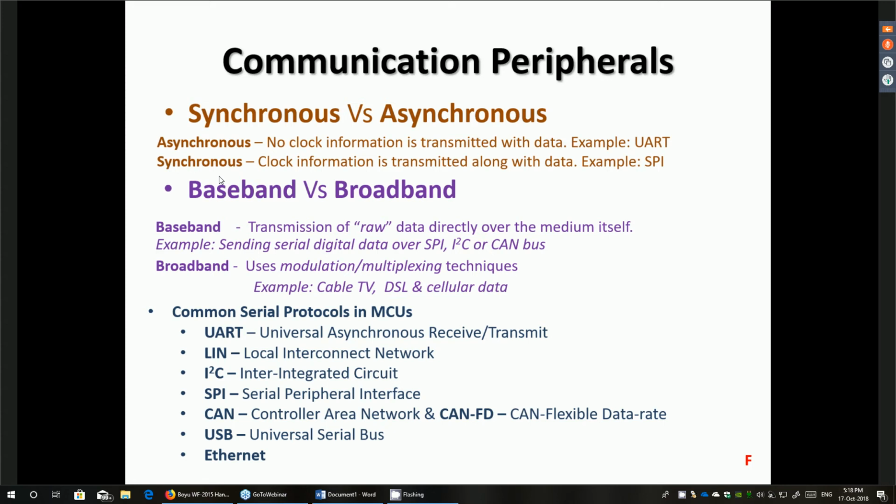If there is enough interest, we can do a webinar exclusively on communication protocols. So these are some of the common serial protocols that are used in microcontrollers, and most of you will be familiar with all these protocols. UART is the most common protocol. It has been there forever, right?